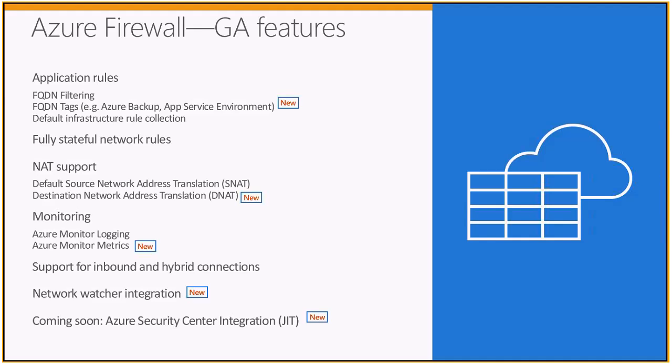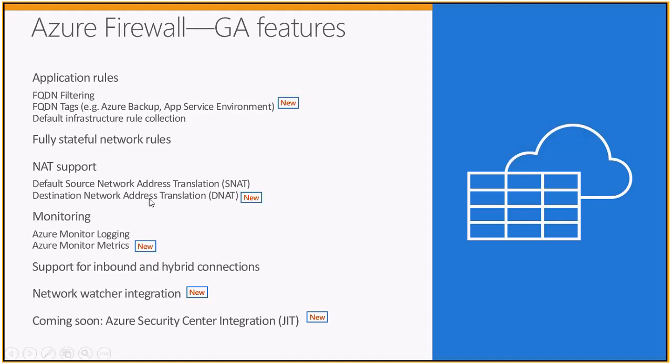So Microsoft packaged some FQDNs into small packages. You can simply add a tag, whatever is available there, and allow a few services. Some examples are Azure Backup and App Service environments, which require some special kinds of FQDNs. There are also some default rules for the default infrastructure rule collection. We'll talk about this when we do our demo.